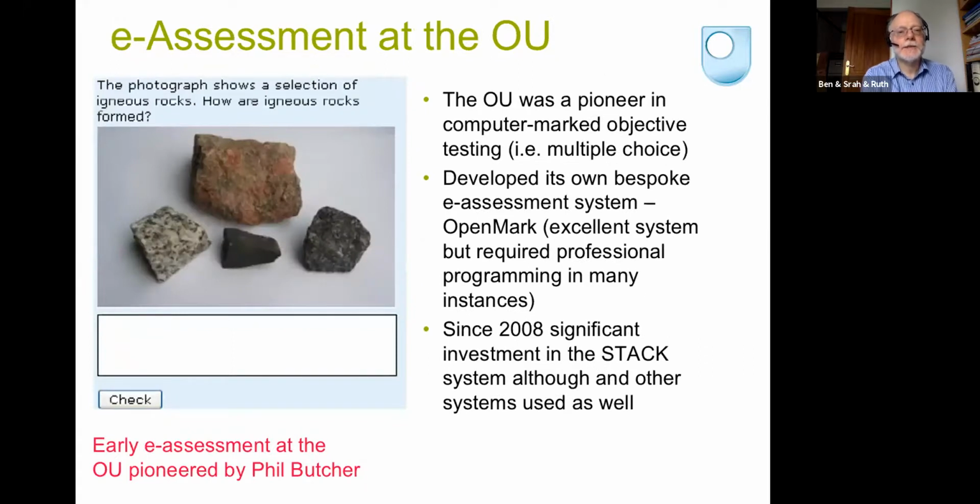Okay, so e-assessment has actually had a very good history at the Open University. We were innovators in multiple choice objective testing a long time ago, from the 1970s onwards. We developed our own bespoke e-assessment system called OpenMark, which is available. It's a great system, but it did require professional programming in many instances, which is why I think it's not being used much today. Here's an example of an e-assessment question in OpenMark developed by Phil Butcher, who I have a great deal of respect for. This obviously is not in mathematics, but is in geology.